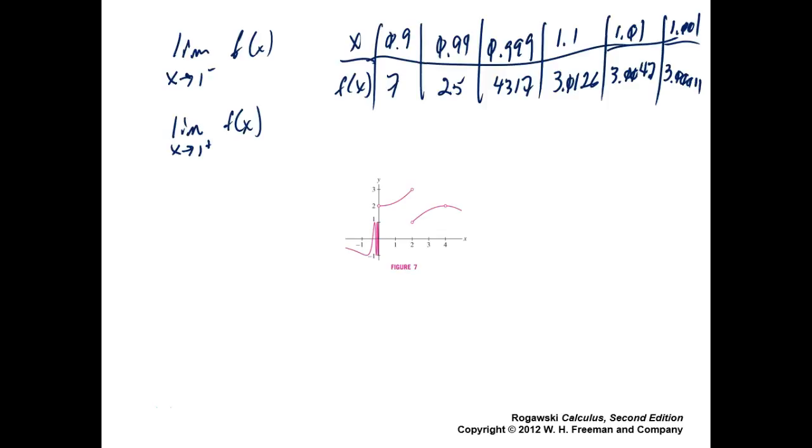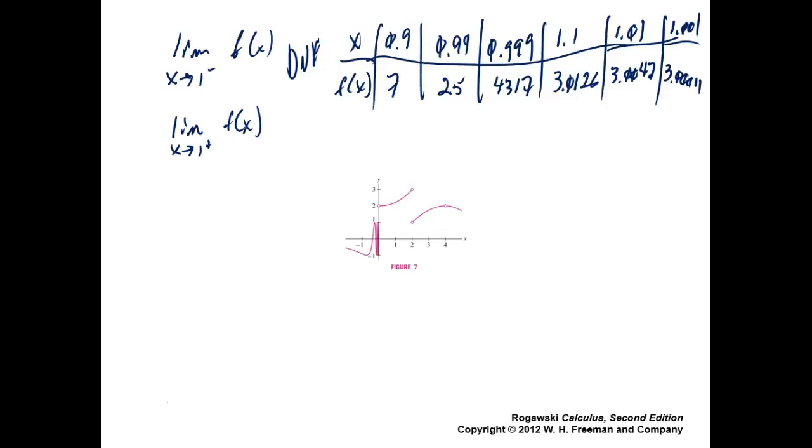Okay. That table, what does that suggest about the limit of f of x as x approaches 1 from the minus side? Here's 0.9, that's 1/10 off. Here's 100th off. Here's 1,000th off. You're getting closer and closer to 1. What's your f of x doing? Blowing up. It looks like it's going to infinity. So I would say this does not exist. D, N, E.